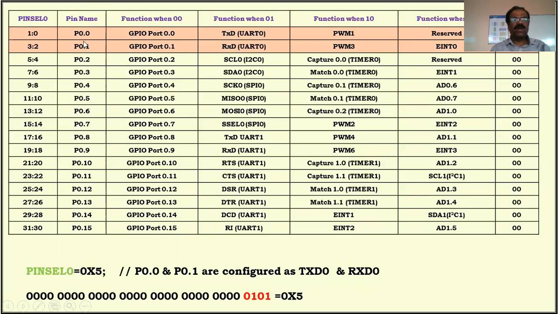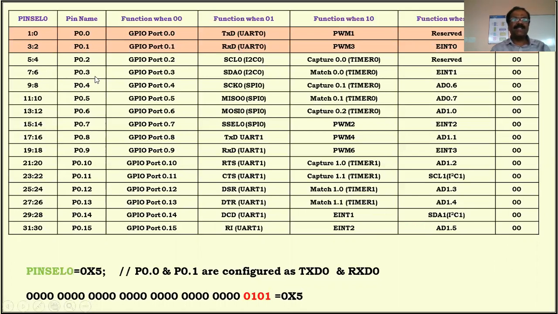Therefore, we have port 0 and port 1. Here we have to configure P0.0 as the transmit data line, and P0.1 as the receive data line. If you want to configure this, we have to use 2 bits from the pin select 0 register. Pin select 0 is a 32-bit register, bit number 0 to bit number 31. So 2 bits are reserved to configure P0.0, and bits 2 and 3, another 2 bits, are reserved for P0.1. Like that, they reserved 2 bits for each and every port line.